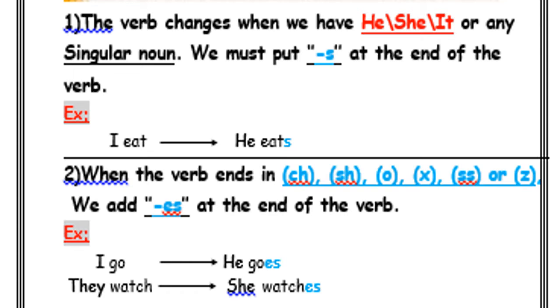The next example, they watch. Okay, the verb here ends with CH. So when I use he or she or it, I have to put ES. For example here, she watches. As we can see here, we put ES at the end of the verb because I use the subject she.